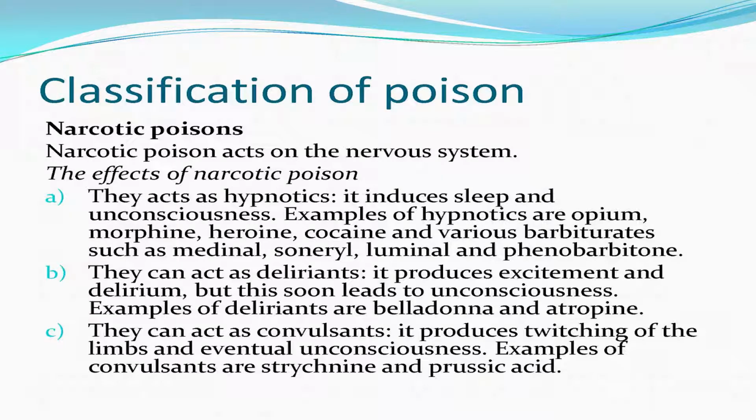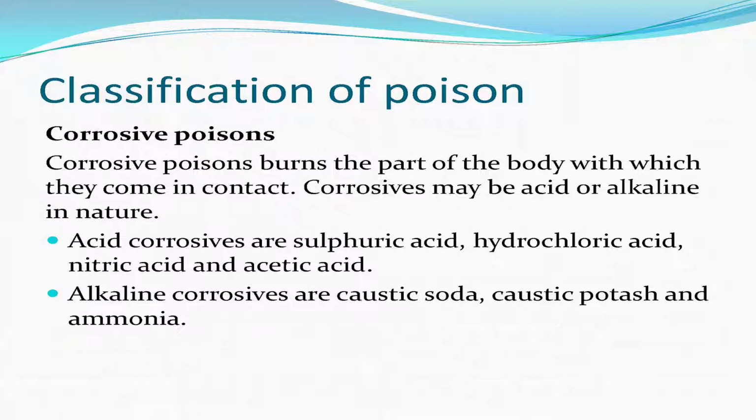Narcotic poisons act on the nervous system. They act as hypnotics, that is, they induce sleep. They act as deliriants, which cause confusion. And they act as convulsants, which cause convulsion. Corrosive poisons act on the digestive system, and they also corrode wherever they find themselves. It could be acid or alkaline.